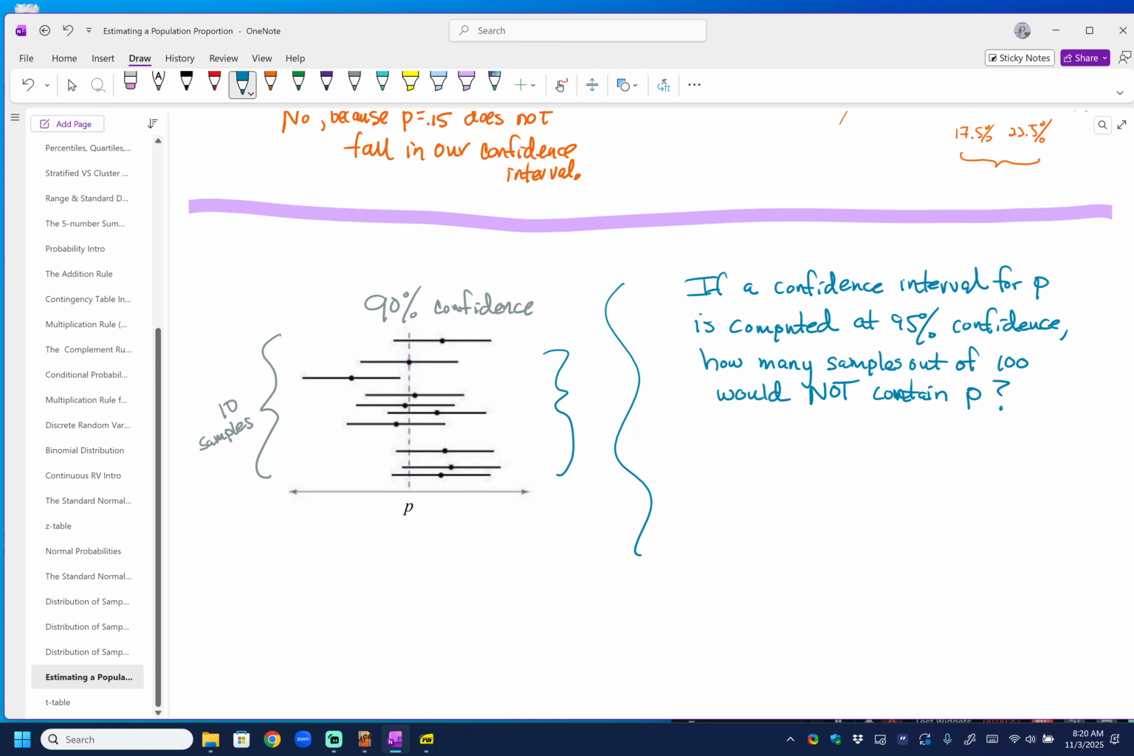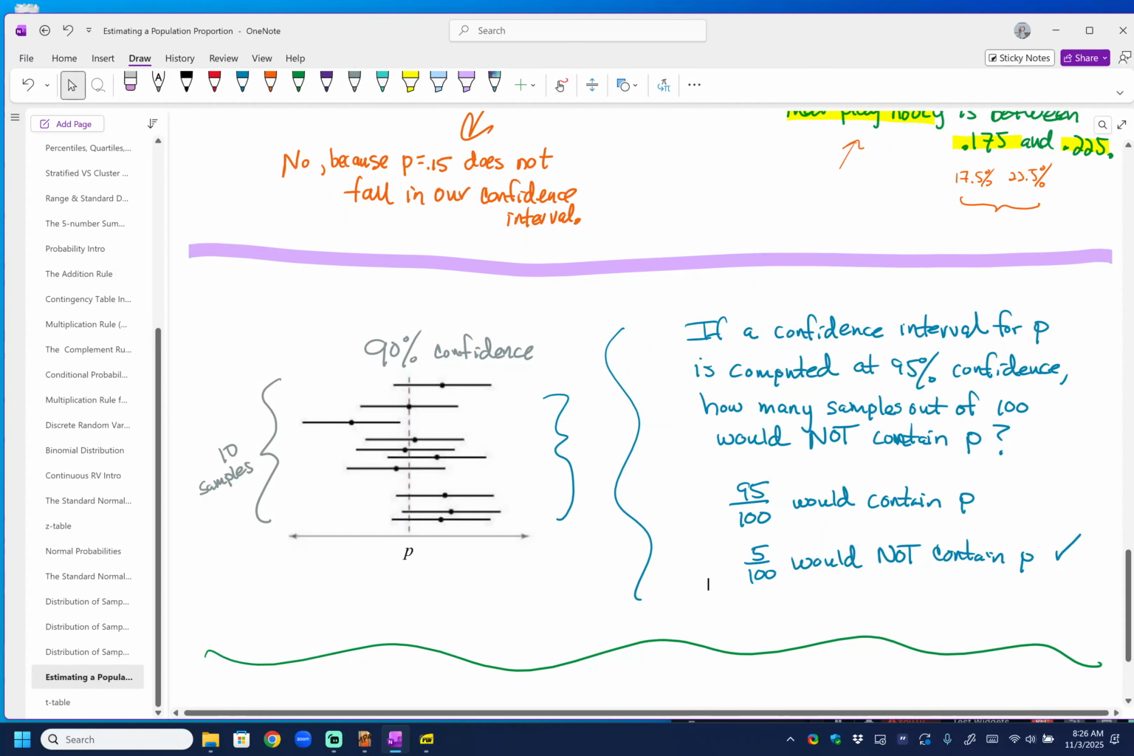They wouldn't contain P. Well, we know how many would. We would know that 95 out of the 100 would contain P based on 95% confidence. Therefore, how many wouldn't? Well, how many are left? 5 out of 100 would not contain our true proportion P.